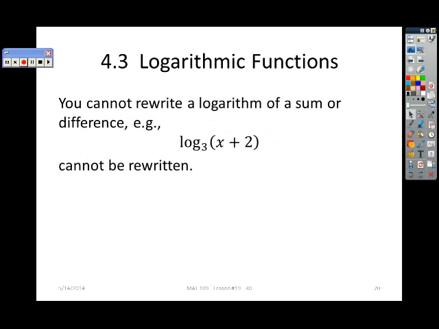One thing to be very careful about that you do not do, you cannot break apart a sum, only a product or a quotient. So do not try to simplify this type of thing. The logarithm of a sum remains the logarithm of a sum. Do not break it apart.